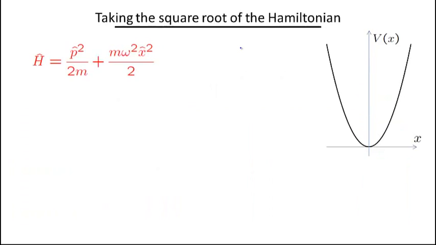And the problem that we're actually solving is the eigenvalue problem for this operator H with this quadratic potential corresponding to the harmonic oscillator. So again, the eigenvalue problem is H psi is equal to E psi.